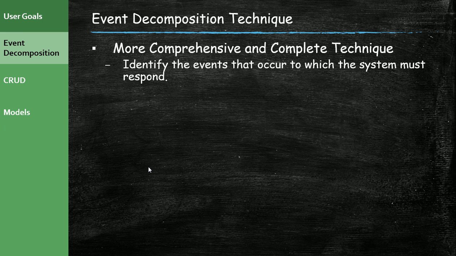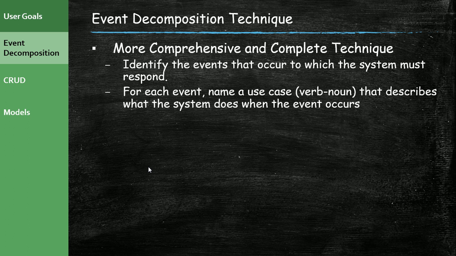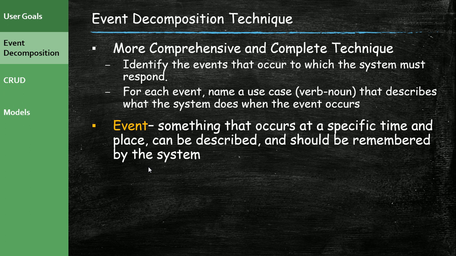So first, we're going to identify the events that occur to which the system must respond. And then for each event, we're going to name a use case, again, with the verb-noun phrasing that describes what the system does and when the event occurs. There's different types of events. So we have to talk about what is an event. An event is something that occurs at some time and can be described. It also is something that happens that has to be remembered by the system, right? If you think about it, adding a new account is something that has to be remembered by the system because you have to remember the account details. So that's one way you can think about an event. It's something the system has to keep track of.